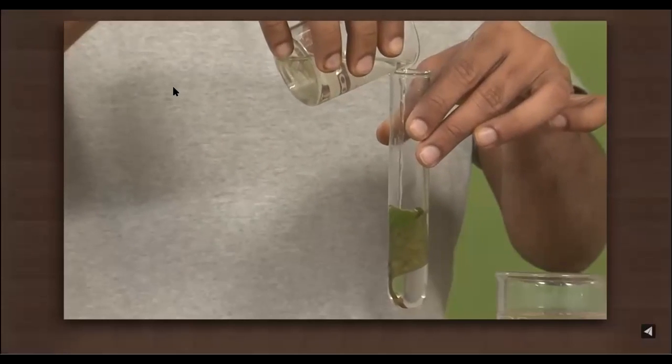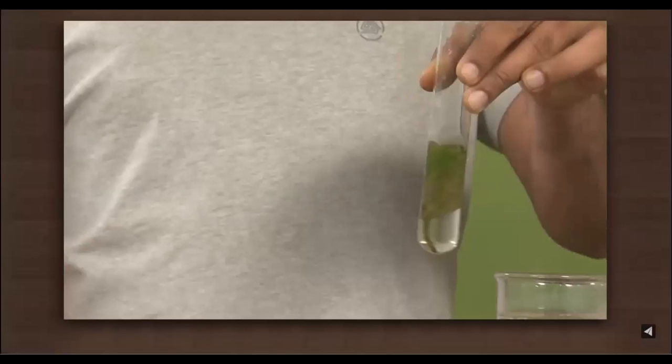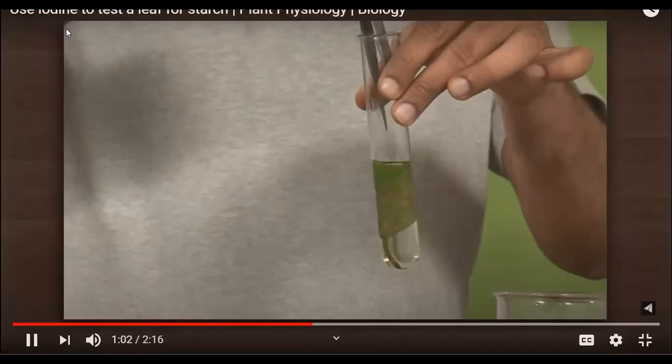Is adding the alcohol there? Where did the voice go? Yes, the voice is on.